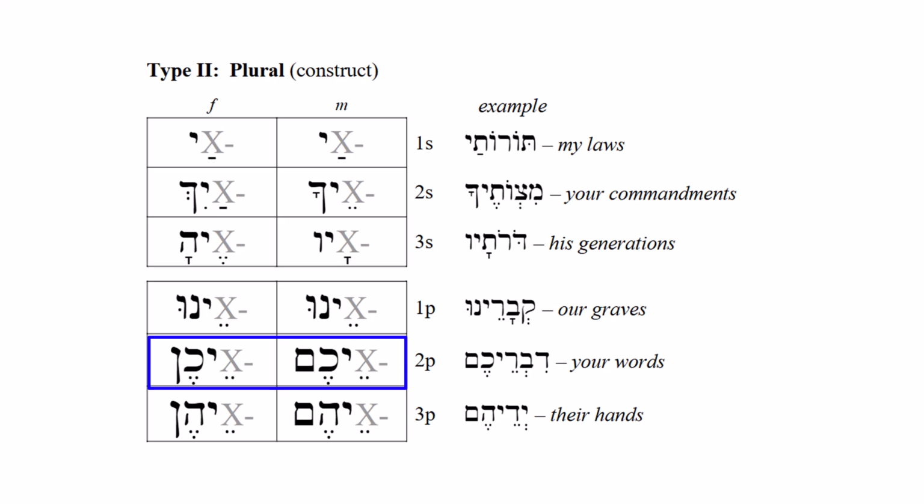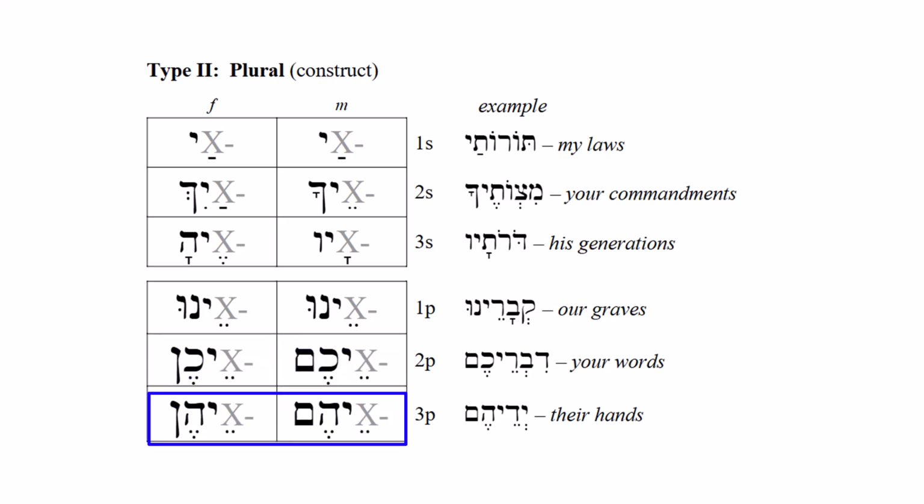Pointing to a group of male people or male things, your words. And if you want to say these words belong to a female group, you say divrechen. Divrechen means your words. The translation in English is still the same, but Hebrew differentiates gender. Hebrew can tell you, are we talking about male or female? Are we talking about singular or plural? So Hebrew is very specific with that.